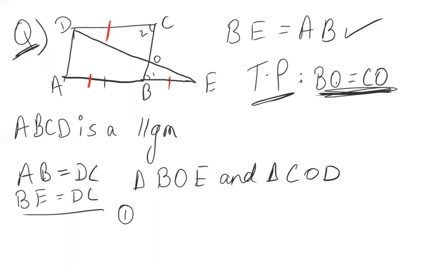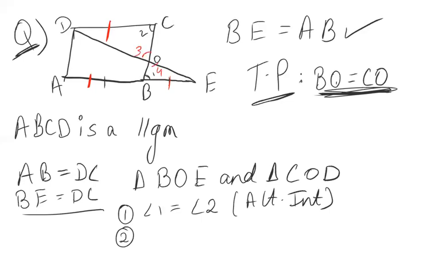So as you can see, I marked angle 1 and angle 2. So angle 1 is equal to angle 2 because of alternate interior angles, since it's a parallelogram. And second one would be, if you see this angle 3 and 4, they're equal because they're vertically opposite angles. So they're also equal.